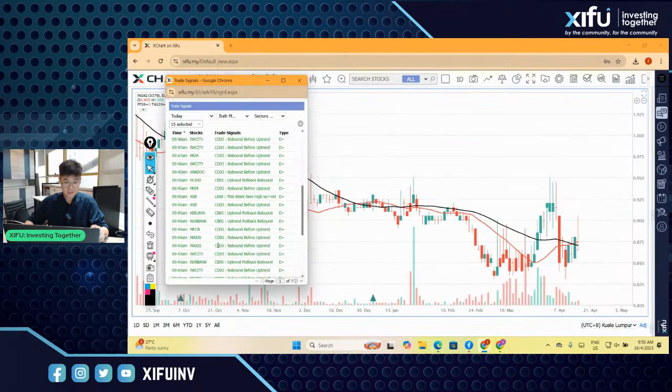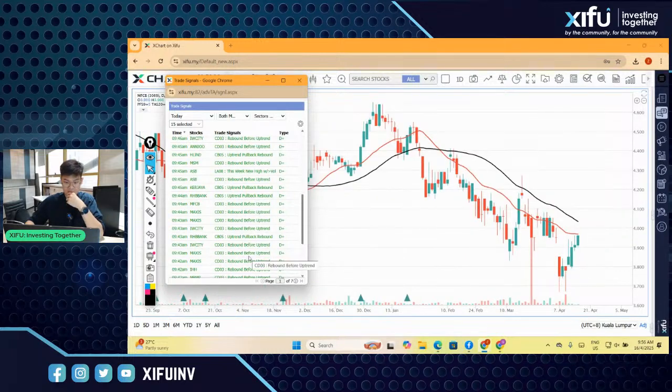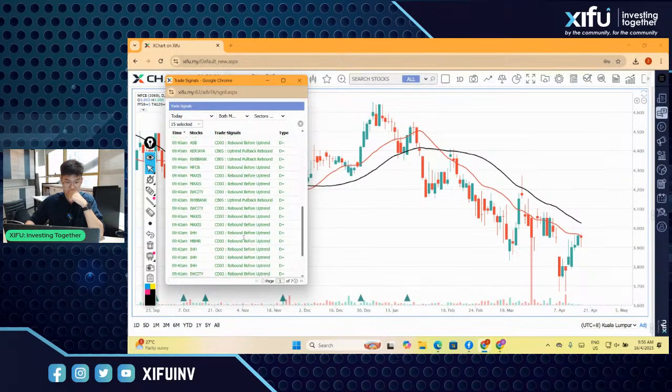In SAS, MFCB, in SAS is liquid, I don't like it. This one still hasn't broken the downtrend line.